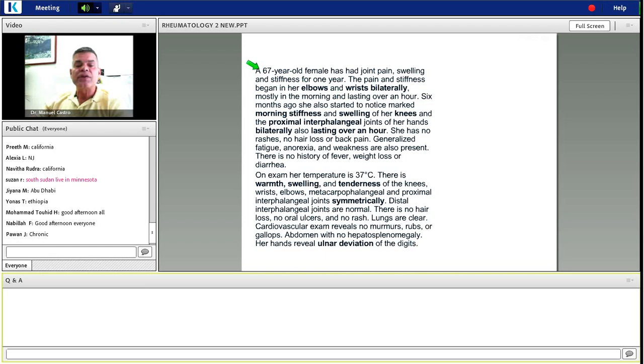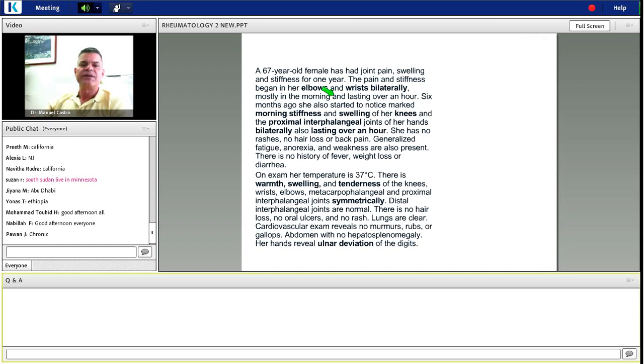So even though this woman is 67 years old and you want to think that because of her age she might have osteoarthritis, it doesn't go with this presentation. The fact that it's bilateral, and you can have osteoarthritis that's bilateral, but that morning stiffness lasting over 30 minutes tells me that this is an inflammatory condition. So now we know we have an inflammatory condition that is chronic. Now we're going to have to do a little bit more reading to try to differentiate which of the different inflammatory conditions she might have.